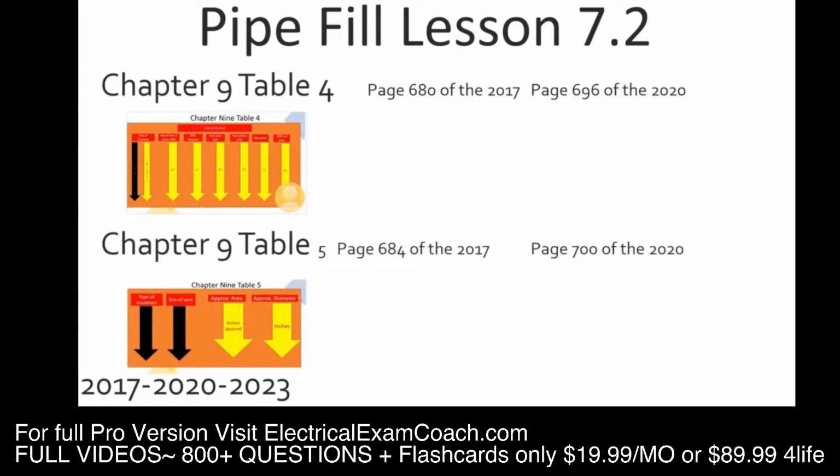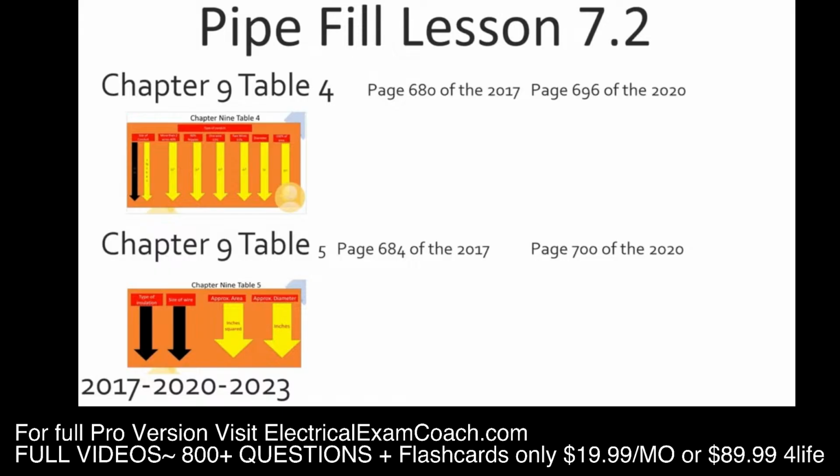First, let's learn about Chapter 9, Table 4. It's on page 680 of the 2017. It's on page 696 of the 2020, and this video is 2023 compatible, so you find your page number for Chapter 9, Table 4. If you've used the Mike Colt tabs that we recommend, you're going to have a Chapter 9, Table 4 tab, and you can flip there now.